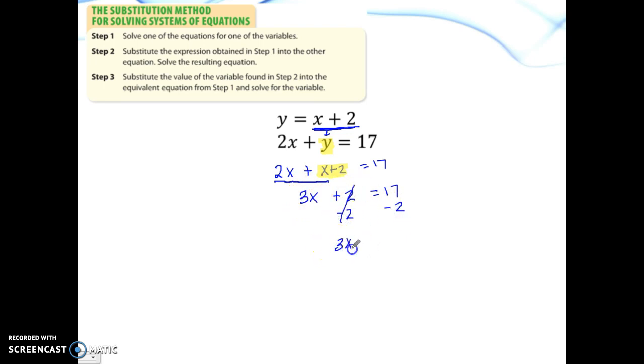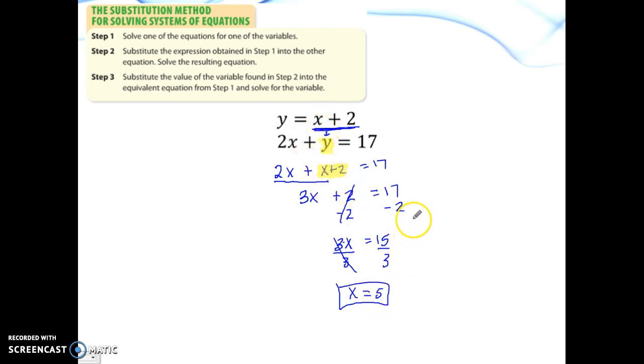And I get 3x equals 15. Last step, the opposite of multiplying by 3 is to divide by 3. And we get x to equal 5. So that means in both of these equations, x is 5. I know that x equals 5 because I solved it to find that.